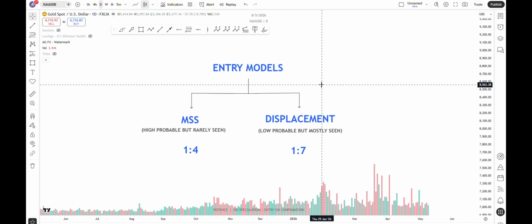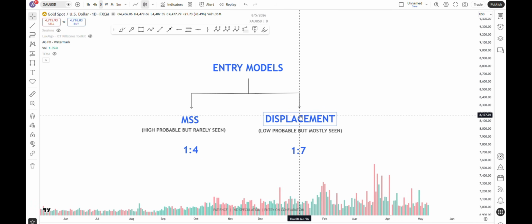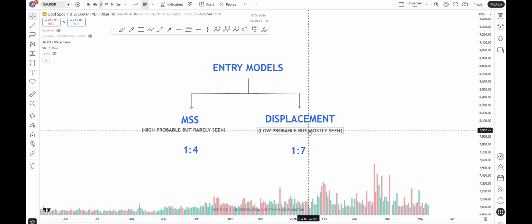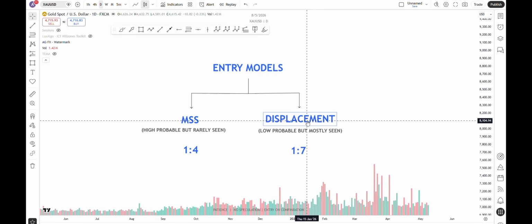Now let's come to the second kind of entry model, which is called displacement, basically fair value gap. So when the market taps into a POI, it needs to create a fair value gap. This is what displacement means. Now this is used when the market structure shift level is too far away. That is why we use this entry model, which is displacement.